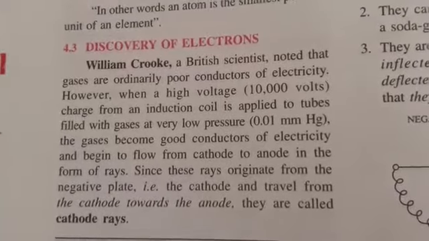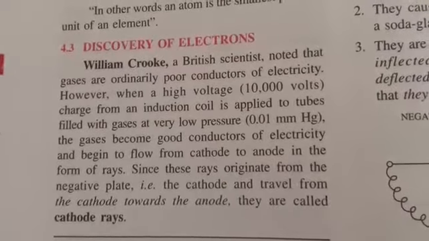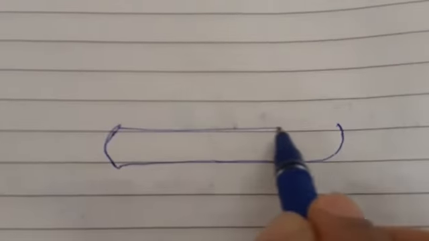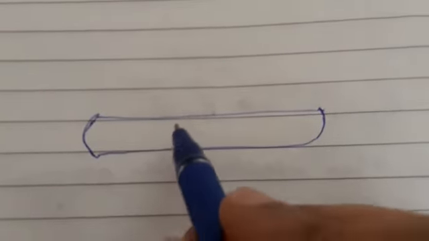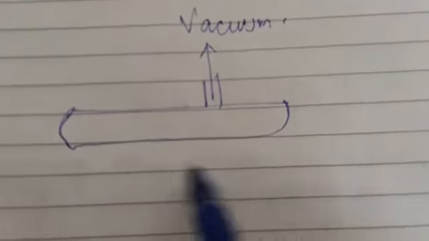Now let us see the experimental setup on which William Crookes did the experiment. I'm just drawing a cathode ray discharge tube. It is a sort of tube, like the tube light at your home, a glass tube. Inside this glass tube gases were there, so they took out the gases with the help of a vacuum pump out of this cathode ray tube.